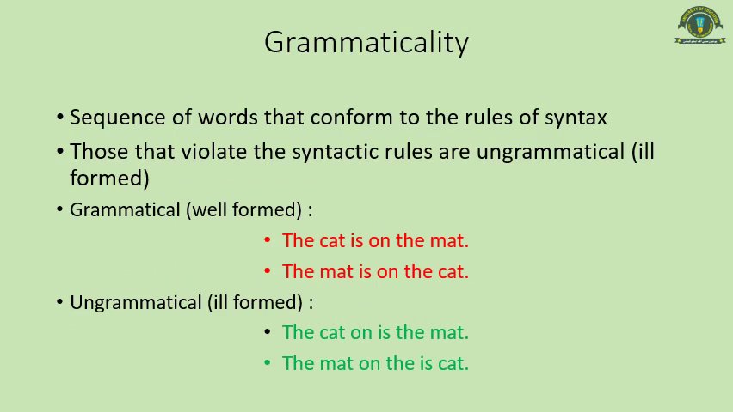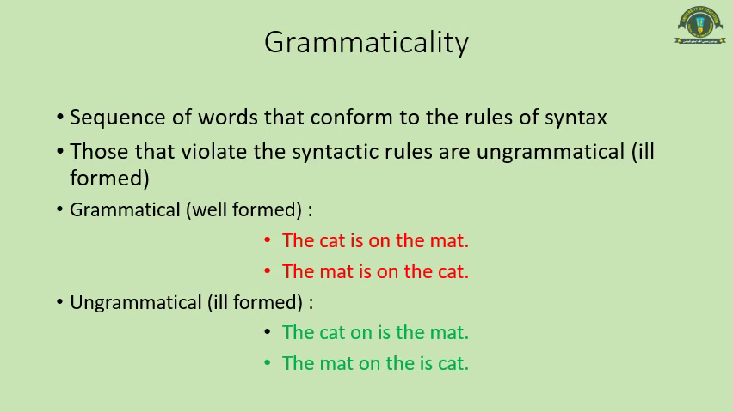Now, what is grammaticality? Grammaticality refers to the sequence of words that conform to the rules of syntax and make them grammatical, and those that violate the syntactic rules are declared as ungrammatical, or you may say ill-formed sentences. Here two types of examples are given. The first one is grammatical, or you may say well-formed, and the other one is ungrammatical or ill-formed sentences.